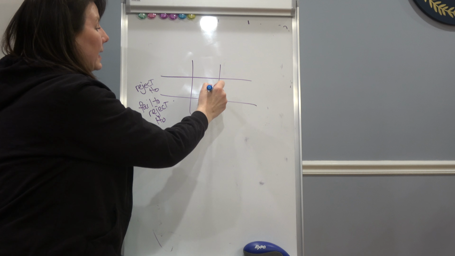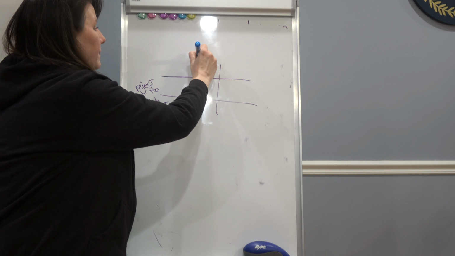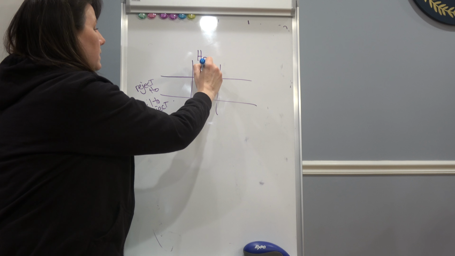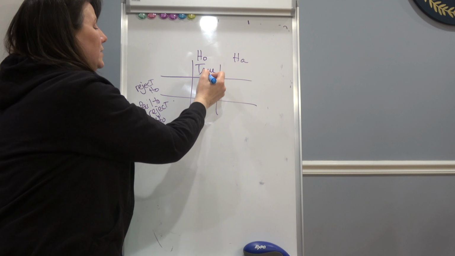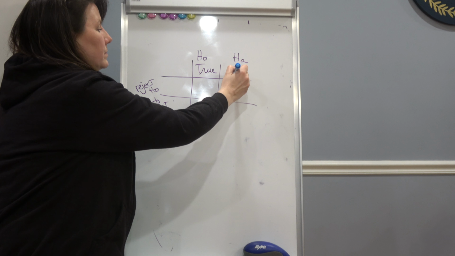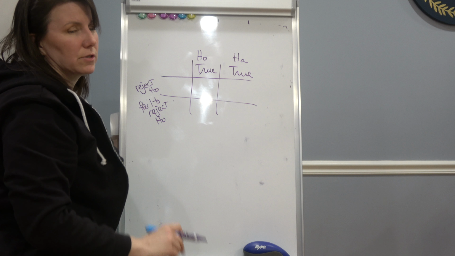And it's a mistake, right, if H0 is true. So two things can happen, either H0 is true or HA is true.